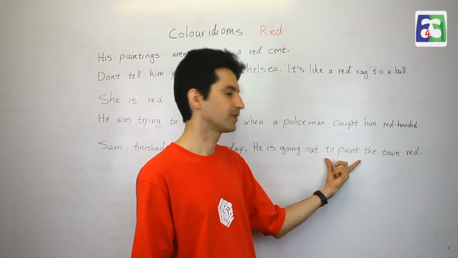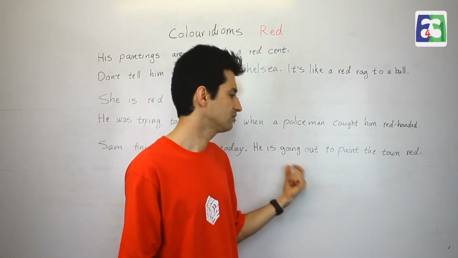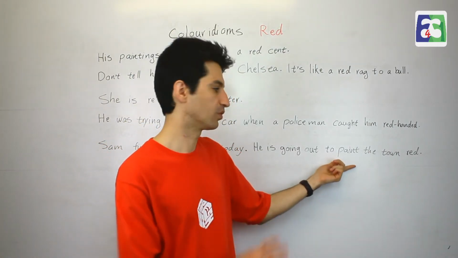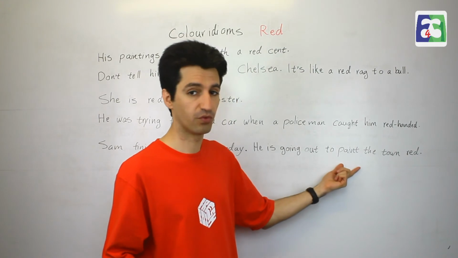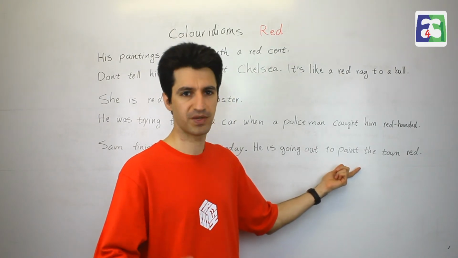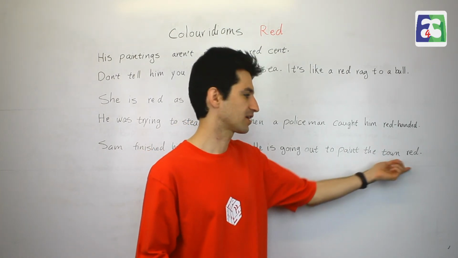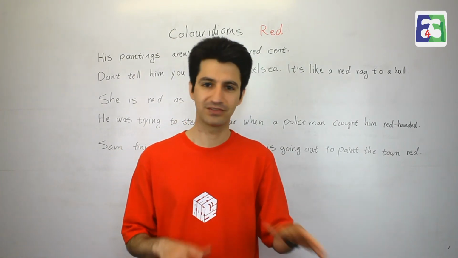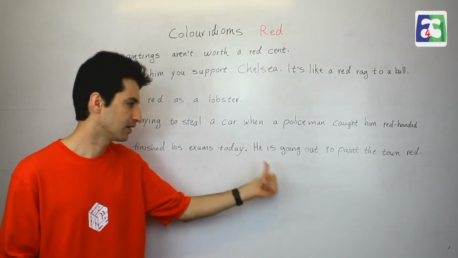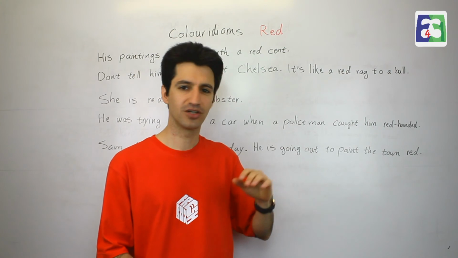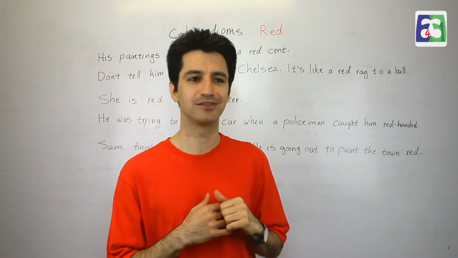So this verb can take the form of the verb of the sentence, because paint is simple, but it can be the verb of the sentence, okay? So this can take the forms painting, painted, has painted, is painting, something like this. The person is painting, or has painted, or was painting the town red, means celebrating in that way. Okay? Sam finished his exams today. He's going out to paint the town red. To drink, to shout, to dance, to just celebrate in a crazy way.